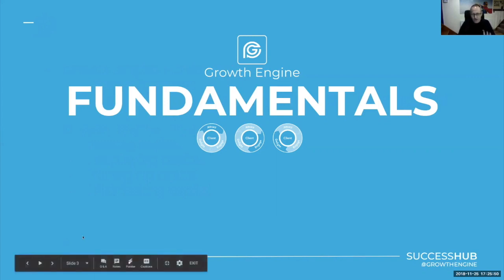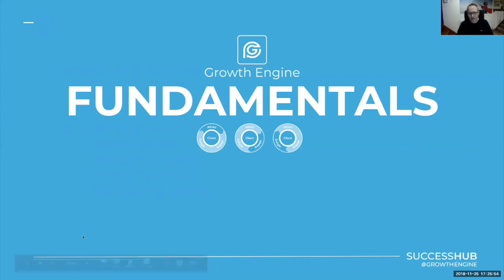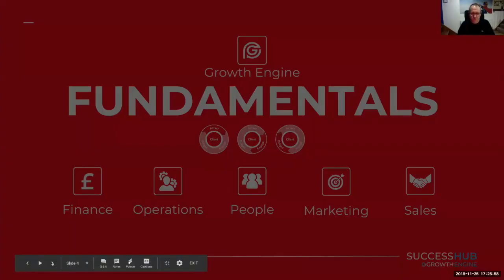So when we talk about growth engine fundamentals, we're going to be making references to the flywheel and ensuring that the client's at the center of everything that we do.